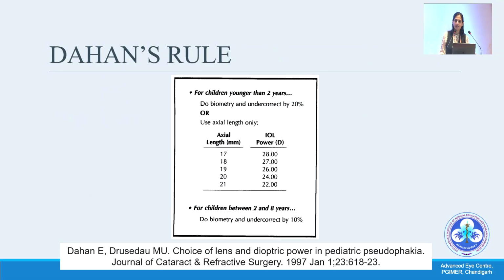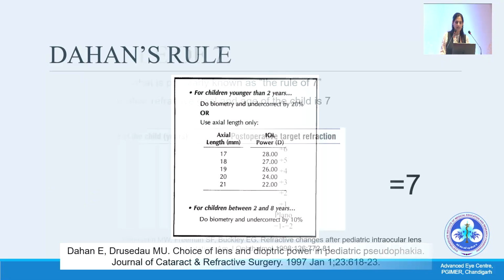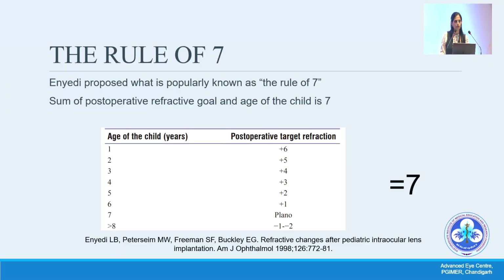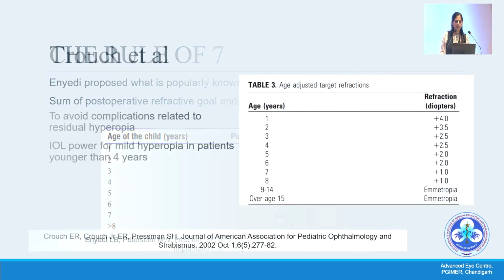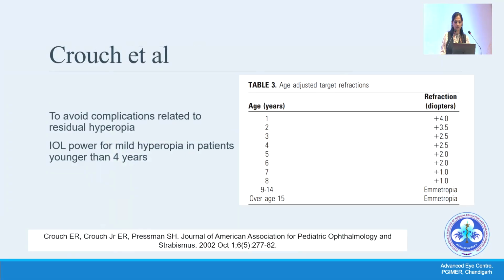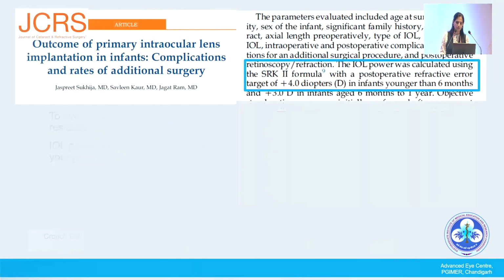Again, Dahan gave us some guidelines. If you use them, you will get a very high hyperopia of +6 or +8, especially when you're operating on infants. So it moved on to the Enyedi rule of 7, and we are following somewhat what Crouch et al. gave, that a +4 refractive error in a child of age 1 and so on, to give us a sum of +4 or 5.